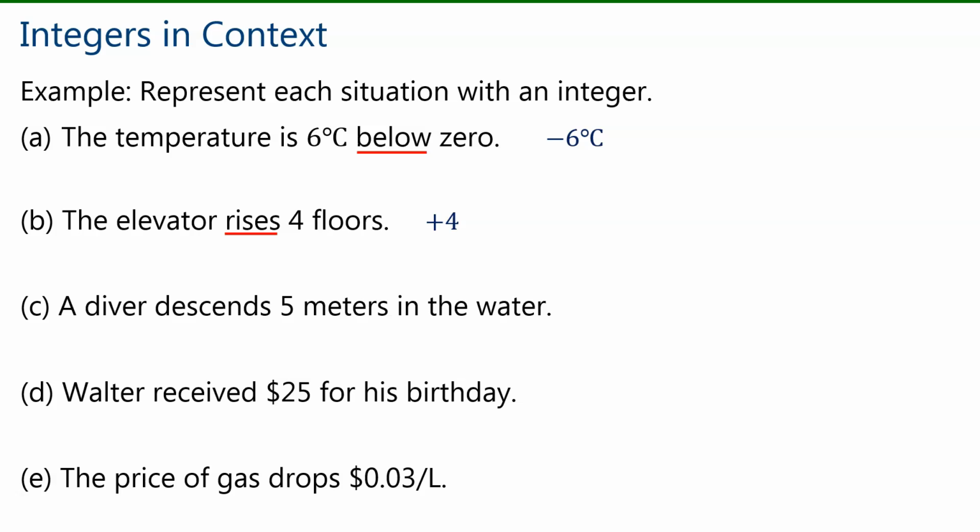In C, a diver descends 5 meters in the water. Descends means to go down. Ascends means to go up. So because we're going down here, we can say -5 meters.